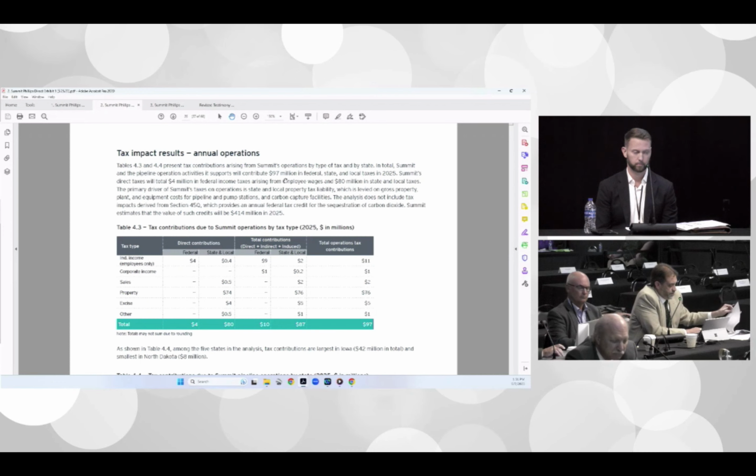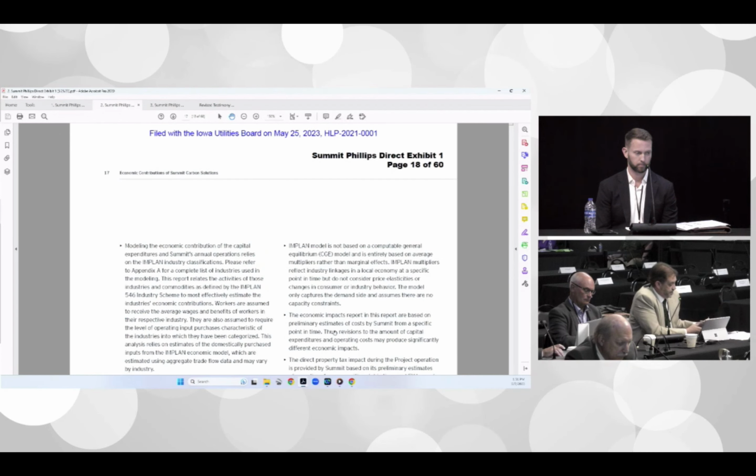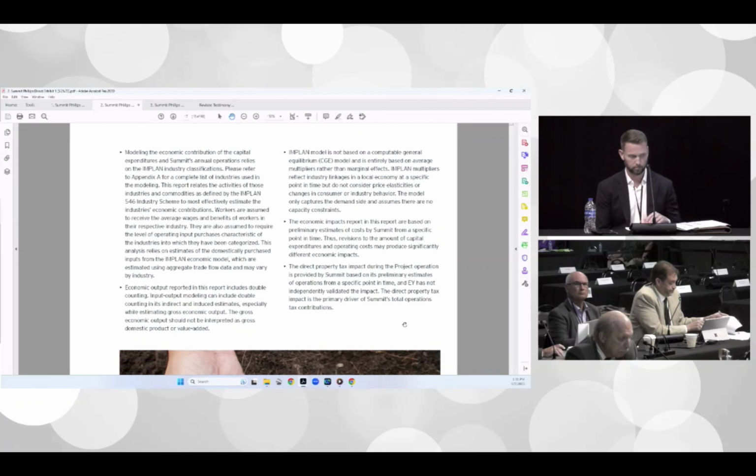At page 18 of your direct exhibit 1, you say the direct property tax impact during the project operation is provided by Summit based on its preliminary estimates of operations from a specified point in time, and Ernst & Young has not independently validated the impact. So just walk me through why you didn't try to validate that impact.